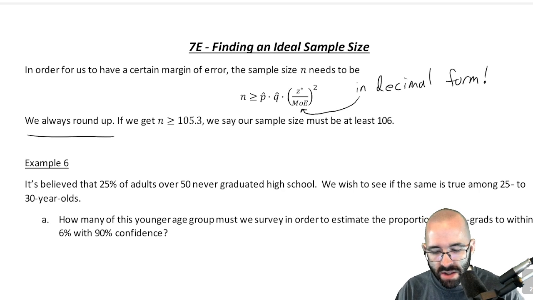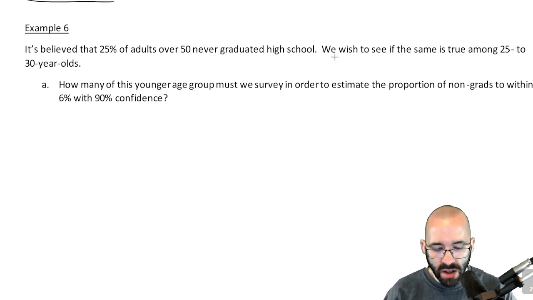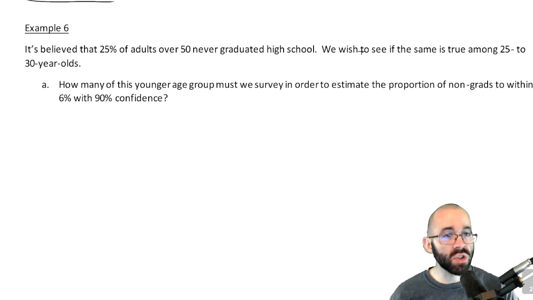Okay? Well, let's use this and see how it looks. It's believed that 25% of adults over 50 never graduated high school. We wish to see if the same is true among 25 to 30-year-olds. We're interested in the proportion of 25 to 30-year-olds who have never graduated high school. That's the proportion that we're interested in.